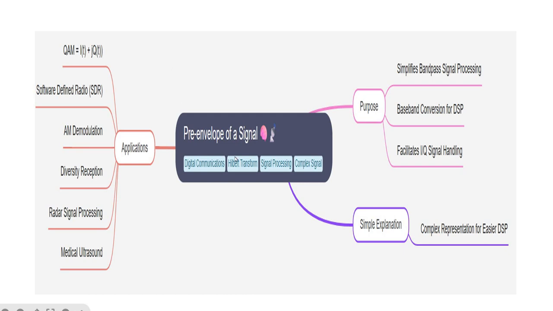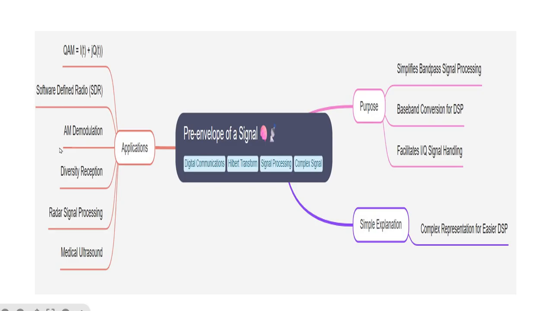Now the key applications of this pre-envelope of a signal are: first is the quadrature amplitude modulation, that is the QAM, and here the signals are represented in the in phase and the quadrature components. The second is the software defined radio, that is the SDR, where the SDRs operate in the complex baseband, and the pre-envelope helps to convert the received RF signal for processing. Then we have envelope detection in the AM modulation.